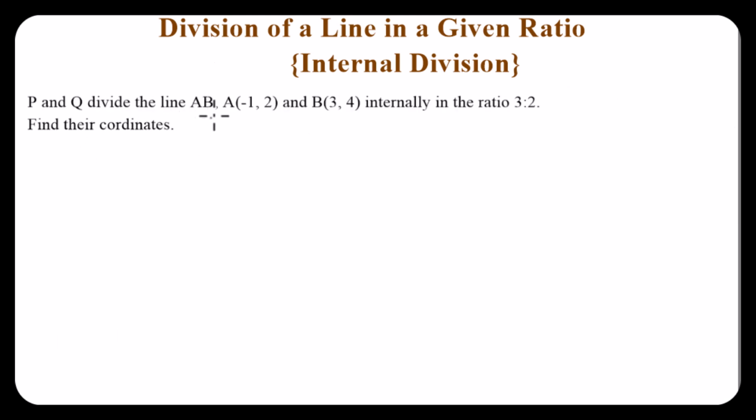So if point A is given as (-1, 2) and B is given as (3, 4), the coordinates of A and B have been given. P and Q divide the line AB internally in the ratio 3 to 2, and we have to find the coordinates of P and Q. Here we're told that P and Q divide the line AB. A is (-1, 2), B is (3, 4). Internally in this ratio, we should find the coordinates.